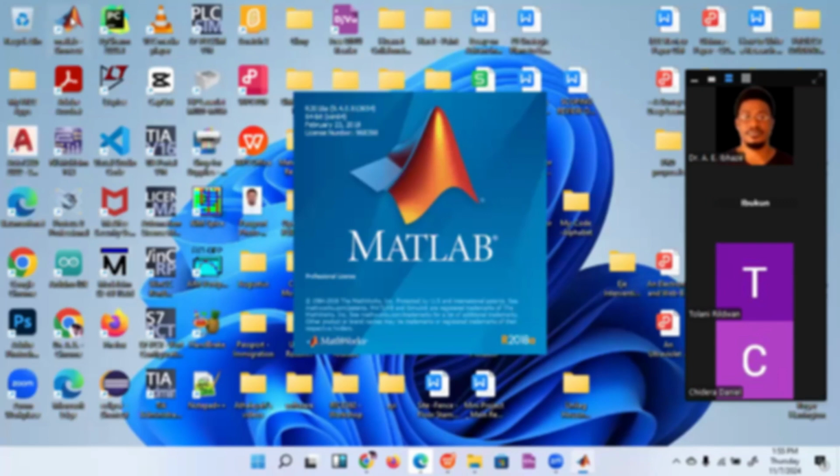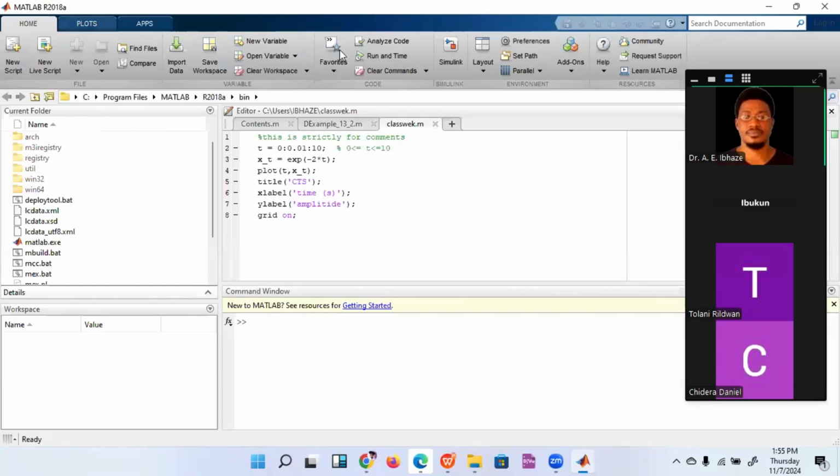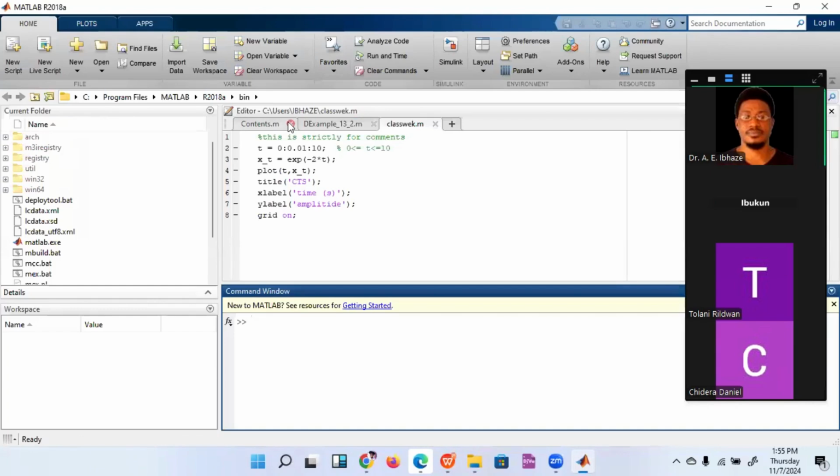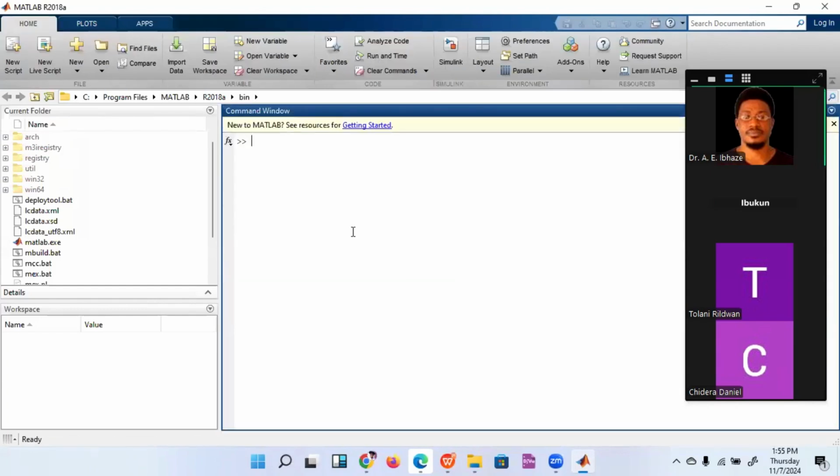So this is going to take some time. We have 5 minutes running. Okay, my MATLAB just came up. This is because I have a number of files open here, so I can just shut these ones down. So that is it.